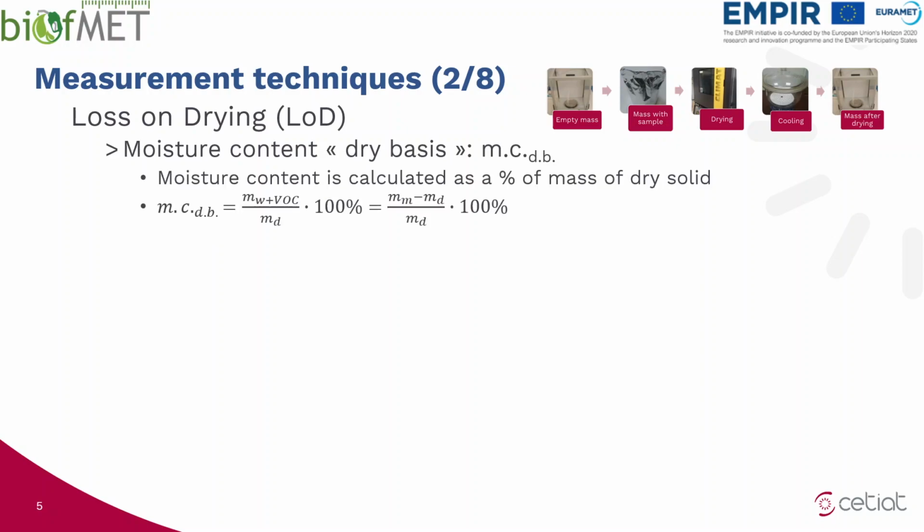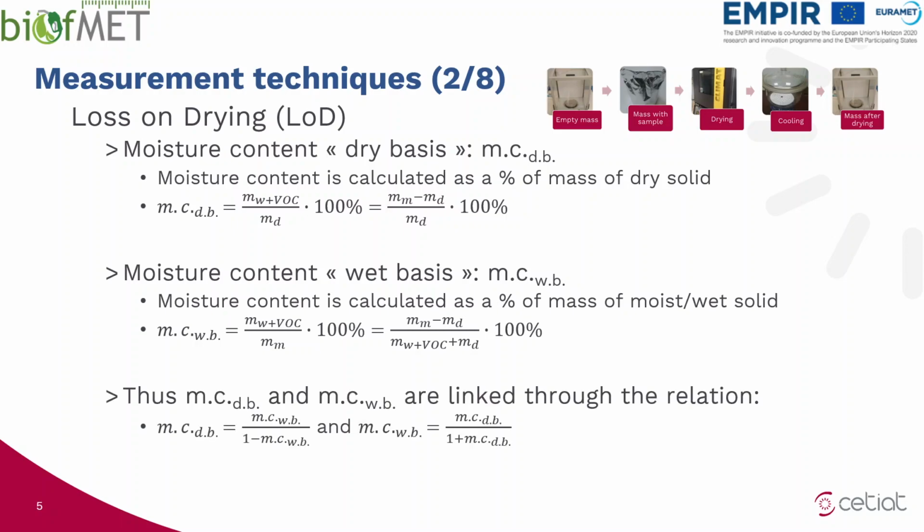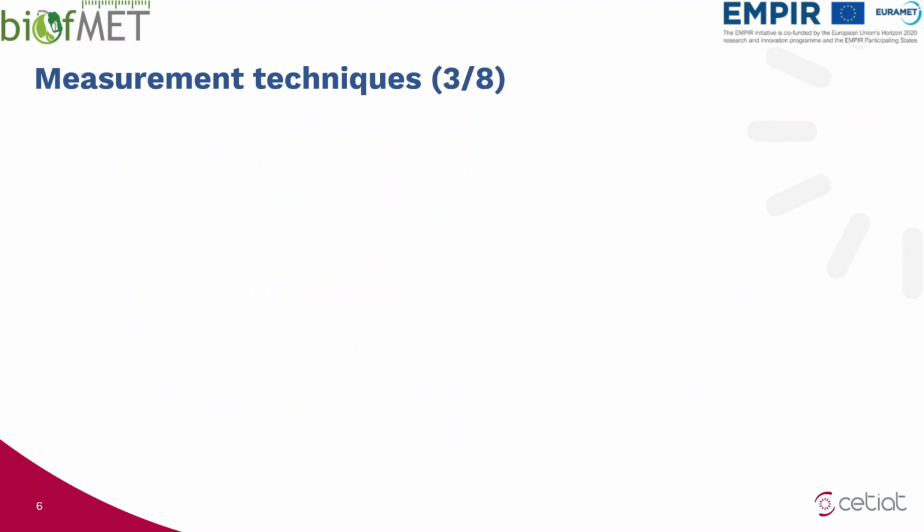Depending on the context, moisture content can be expressed on a dry basis, that is to say, as a percentage of the material's dry weight, or on a wet basis, that is to say, as a percentage of the material's wet weight. Both quantities, whether expressed on a dry basis or wet basis, can be related to each other using the equation presented in this slide.